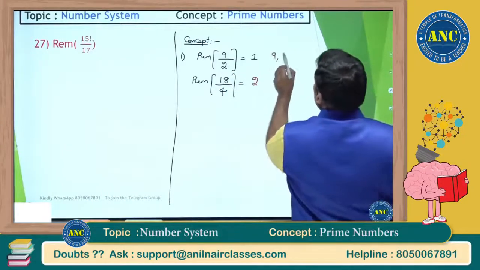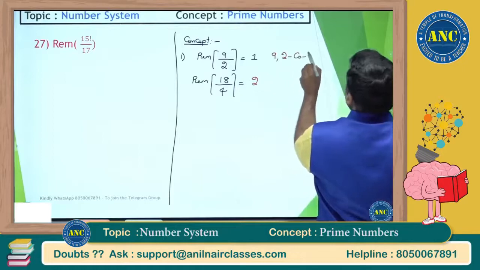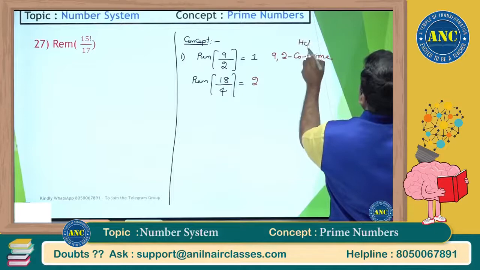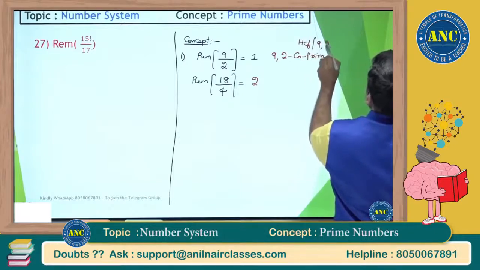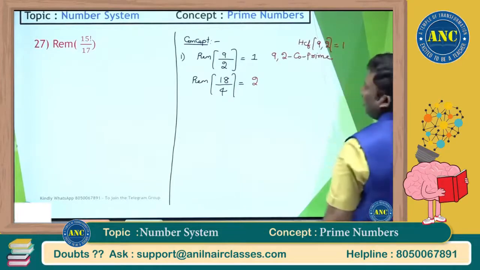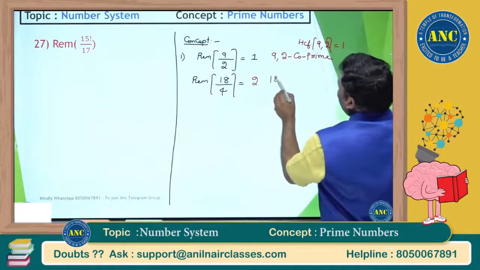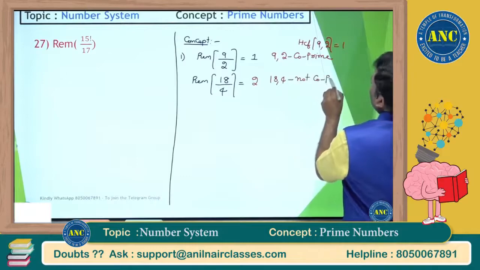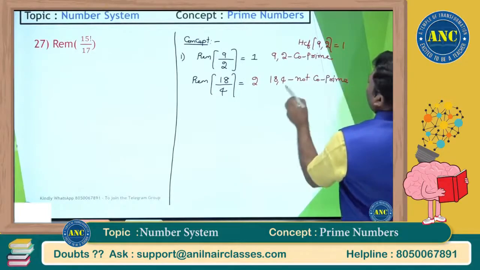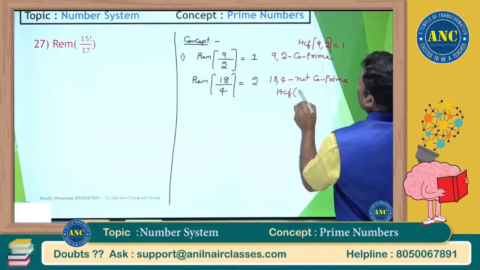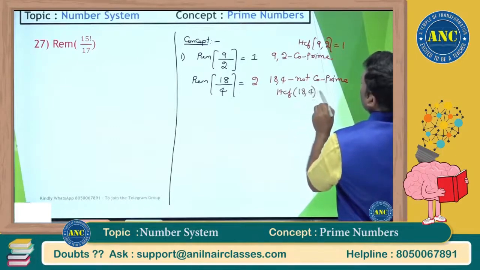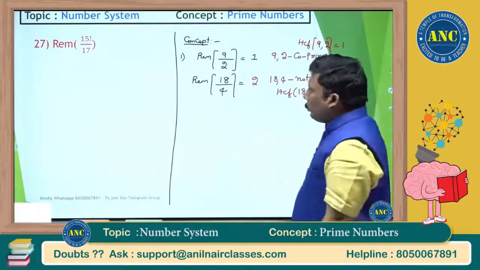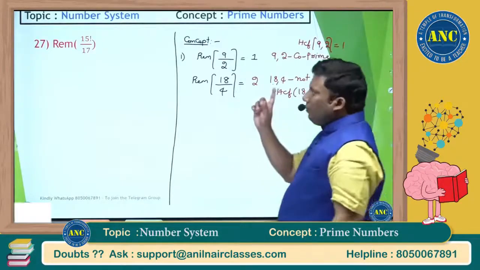What is happening here? 9 and 2 are co-prime to each other; the HCF of 9 and 2 is 1. Here 18 and 4 are not co-prime to each other; both are even numbers. So why am I doing this?